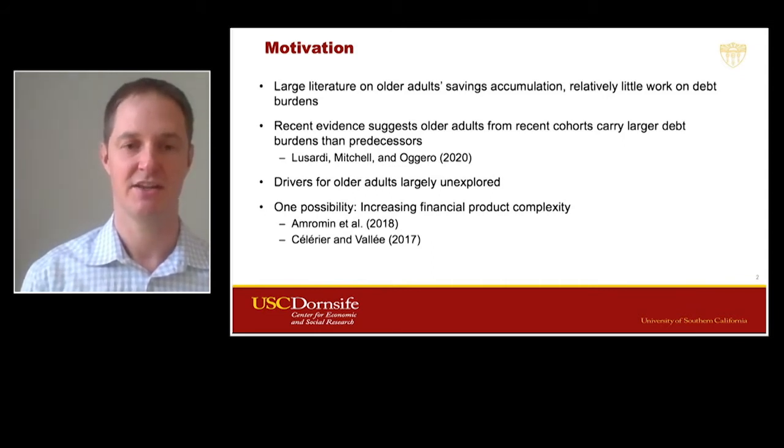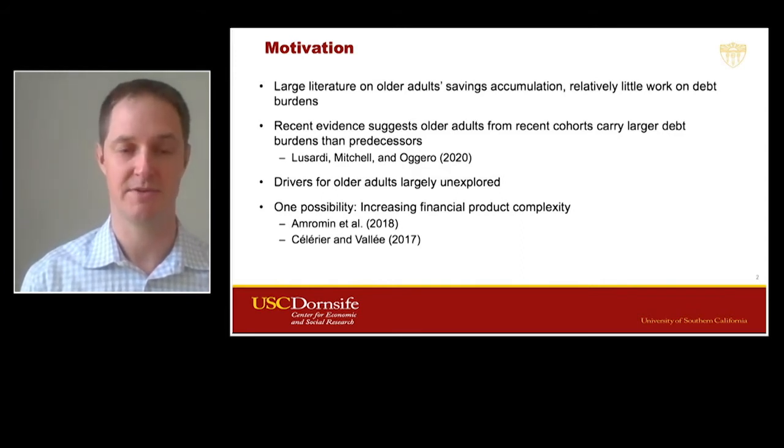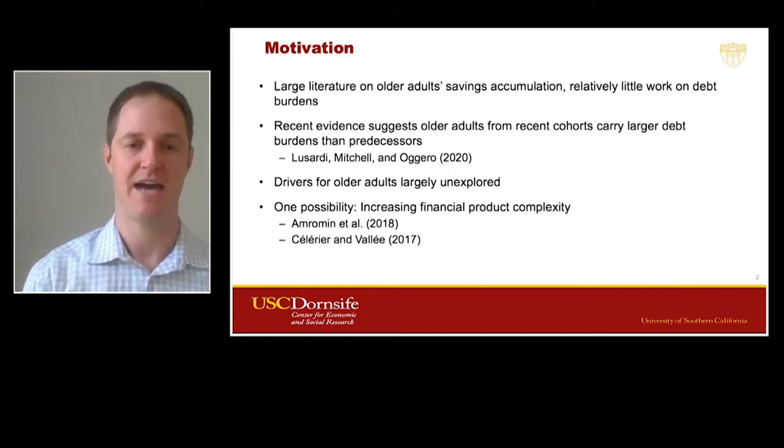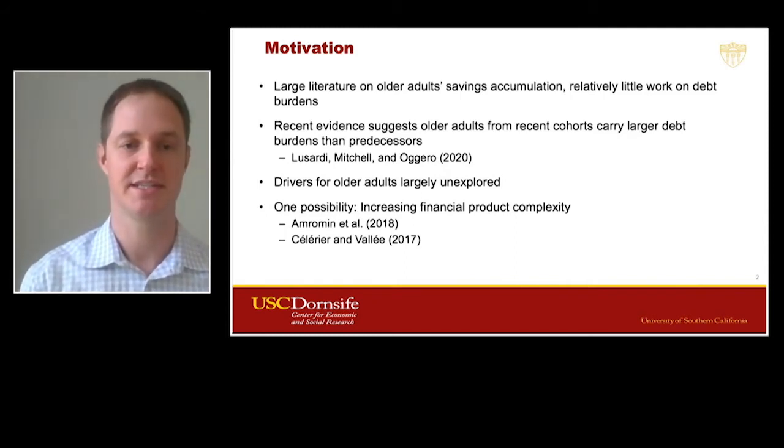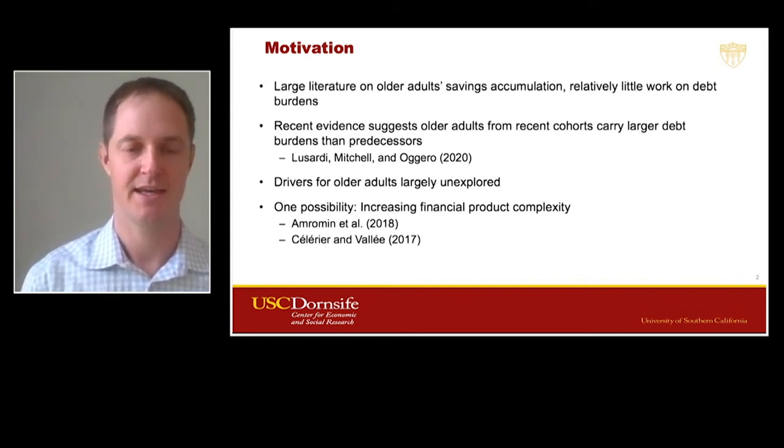So there's been some work looking at potential drivers for larger debt burdens in the population at large, looking at factors like looser underwriting standards and increased use of risk-based pricing. But there's been relatively little research looking at drivers behind older adults' debt burdens specifically. And one potential factor that may be particularly important for older adults is that over the past couple of decades, we've seen a large increase in financial product complexity. Next slide, please.